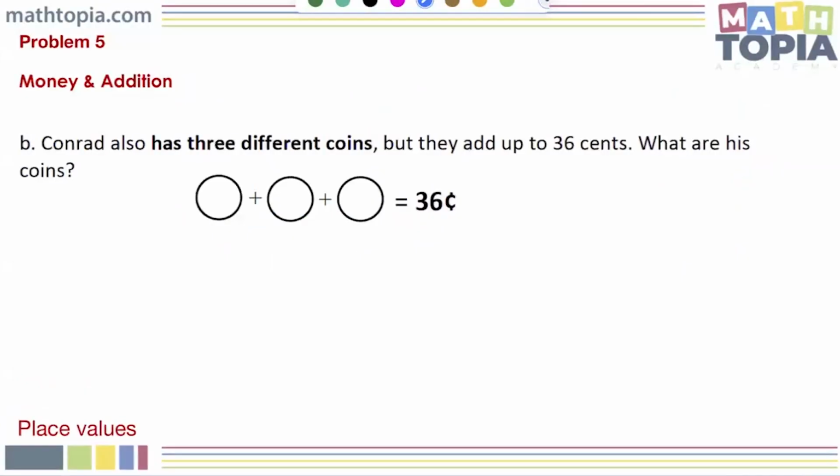Now, whose turn is it? How do we get 36 cents, again using 3 coins? Thinking of we have 25 quarter, 10, 5, and 1 cent. This time, Esma, it's your turn. Go ahead.